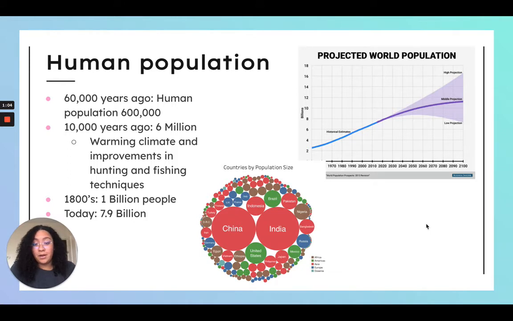That could be from modern medicine. We have more technologies available for us to live longer and reproduce more often. All of those things can be a reason for why we have so many people on Earth today.